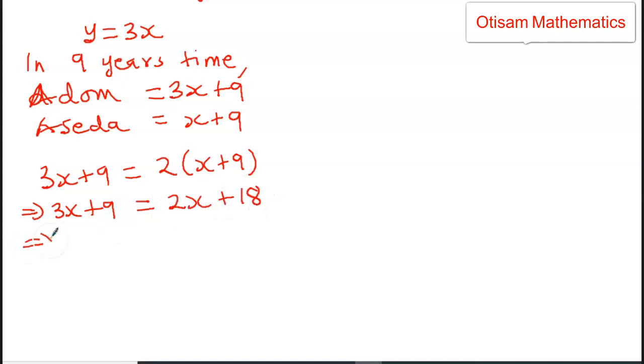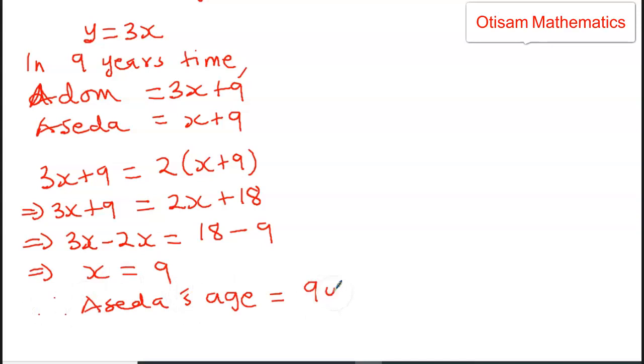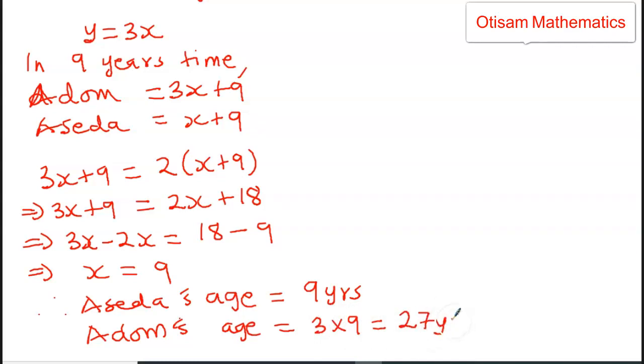Then we group the like terms. 3x minus 2x is equal to 18 minus 9. So which implies that x is equal to 9. So therefore, Asida's age is 9 years. Then Adam's age will be 3 times 9, which is 27 years.